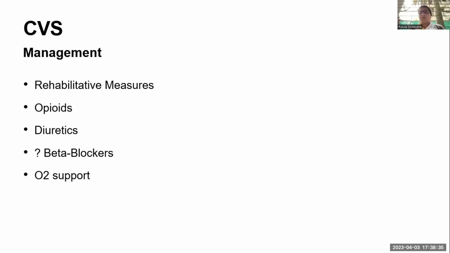There are other non pharmacological measures. Can anyone tell me what are the non pharmacological measures for breathlessness? What can you do apart from opioids and diuretics and oxygen? Anything else that you can do which does not involve any drug for breathlessness? Propped up, fan therapy, chest physio. Sorry, maybe fan therapy, what therapy? I'm sorry, I did not get you. Fan therapy. Yes, that is true.